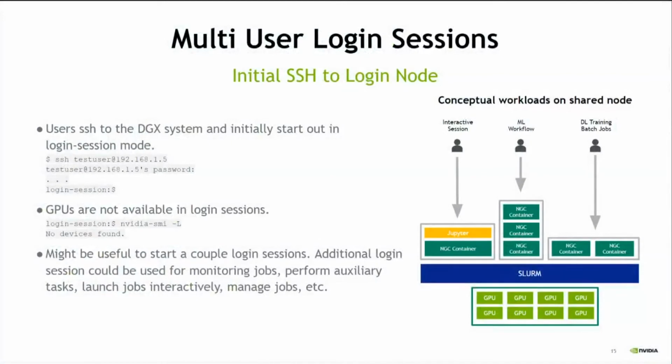So, okay, let's go over the use case. You have multiple users now that DeepOps is deployed. You have Slurm set up. In a practical sense, how do multiple users run and what kind of jobs can they run? Initially, users SSH onto the box, and you can't use the GPUs yet. After that, you can log in again, so you have multiple login sessions, because those could be useful. One could be for launching jobs, one could be for running jobs, etc.